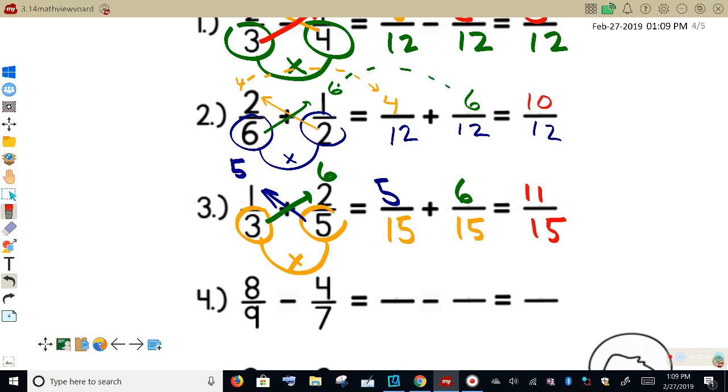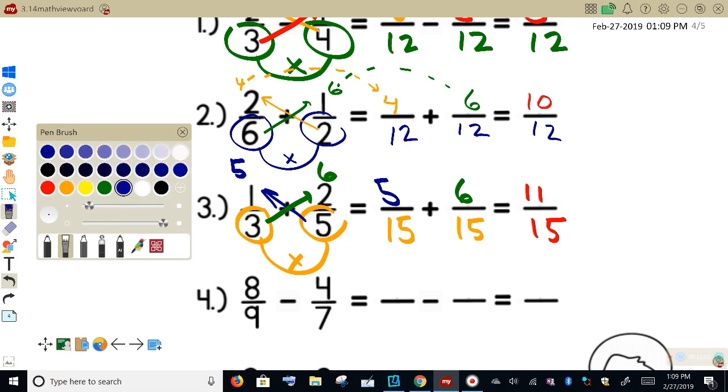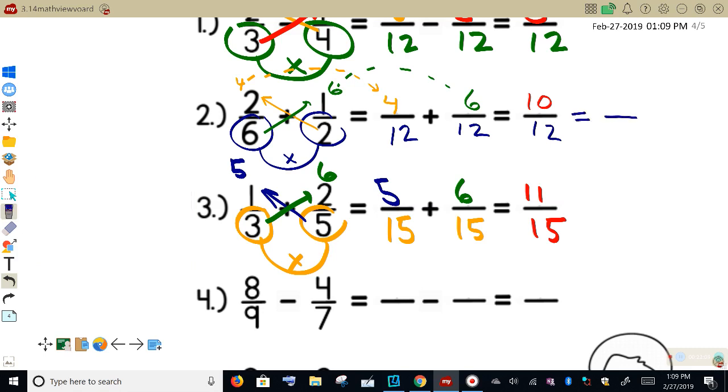Why am I not done? We can simplify. These numbers are both divisible. Divisible means I can divide the number and I'm not going to get a decimal. They're both divisible by a common number. And I'm hearing 2. So if I try dividing both those numbers by 2, what's 10 divided by 2? 5. Good. And then 12 divided by 2 will be 6. So actually my answer is going to be 5 sixths.